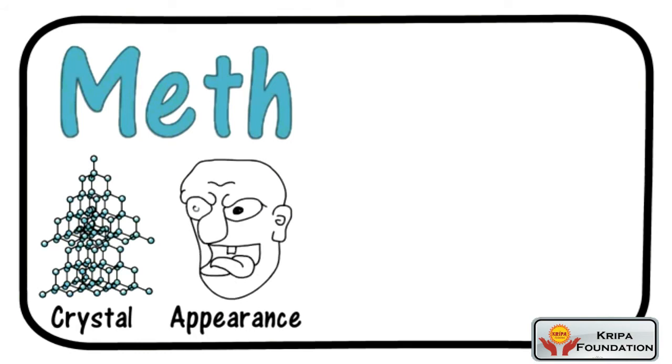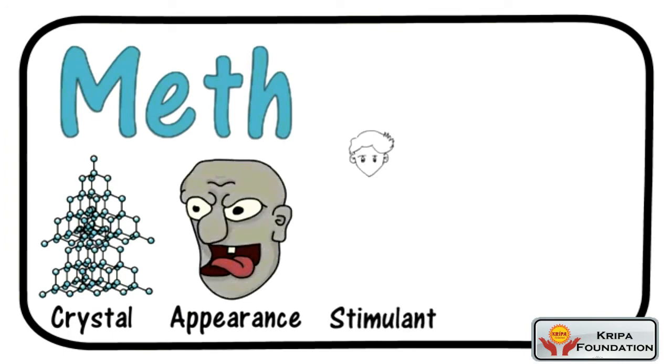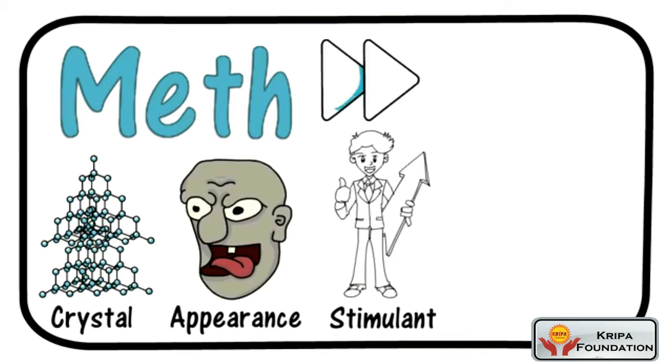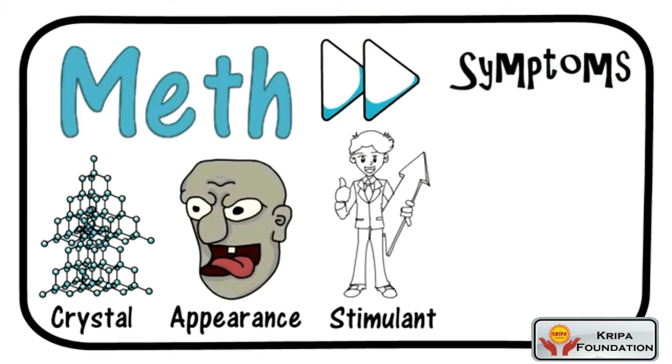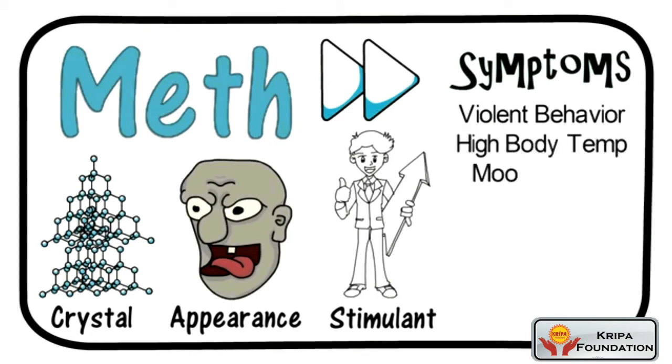Meth is also a stimulant leading to increased energy. As soon as they take this, they will feel like they can stay up forever. Here are some of the symptoms you will find in users of meth: violent behavior, high body temperature, mood swings, tooth decay, skin sores, no appetite, body tremors, and insomnia.